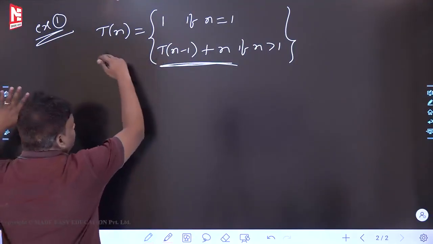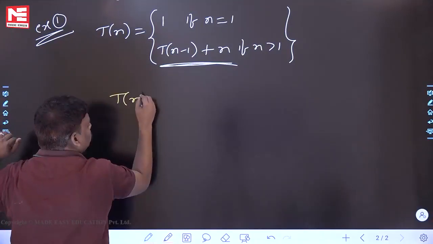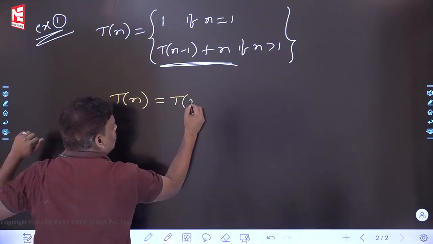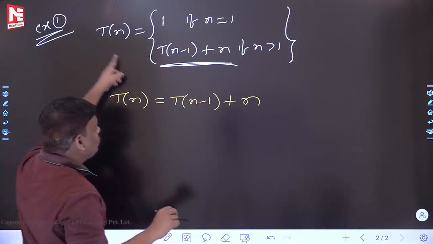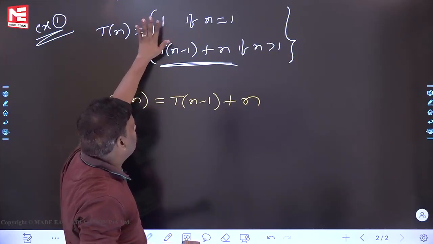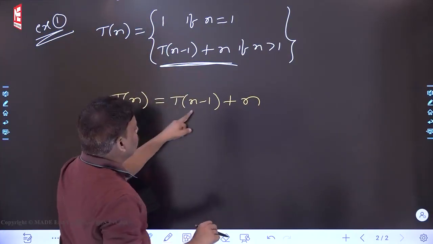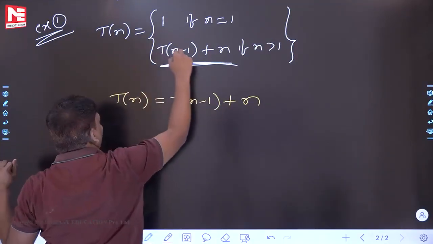I think everything is fine. Only the second part is important. I am writing the second part. Tn is equal to Tn minus 1 plus n. Right? The first point is only for stopping purpose. Second one: Tn is equal to Tn minus 1 plus n. Everyone knows. Now can you help me now? Tn is equal to Tn minus 1 plus n.